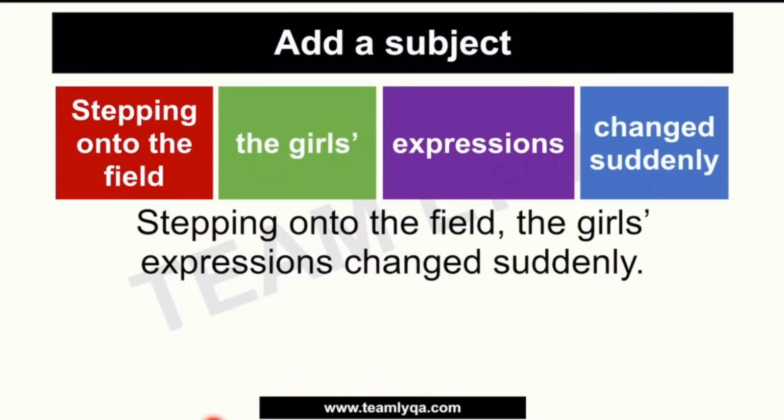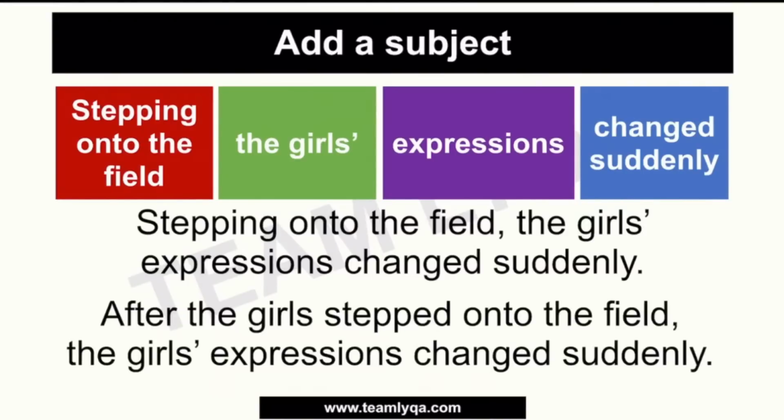And as you can see right here, yung stepping onto the field, yung action na ito or yung phrase na ito, nakakabit naman doon sa girls. So, malapit na siya doon. Okay? So, we're good with this sentence. Now, another option would be to say it like this. After the girls stepped onto the field, the girls' expressions changed suddenly, or we could say, para hindi pa ulit-ulit, their expressions changed suddenly. Okay?